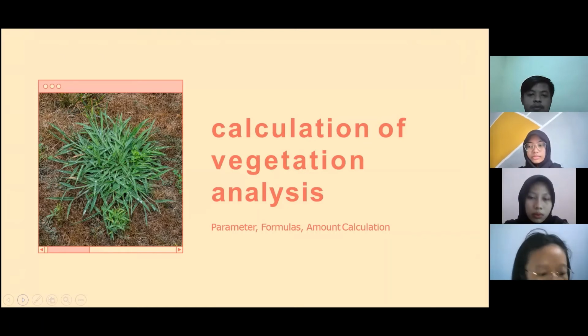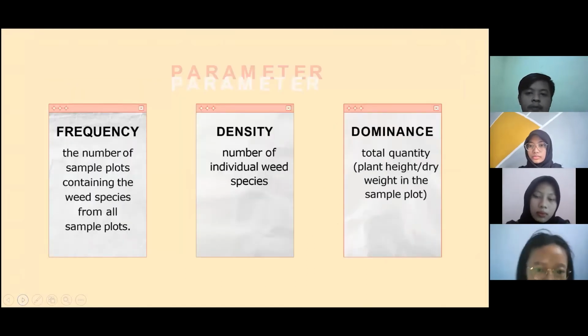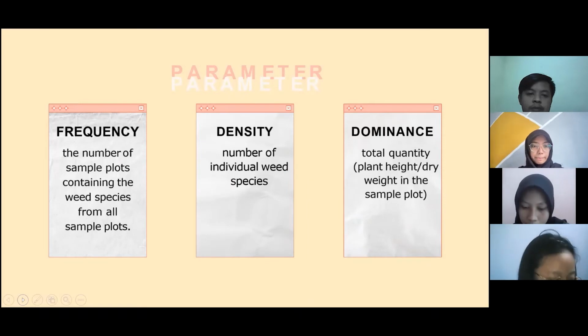Here is the calculation of vegetation analysis. We have parameters, formulas, and an example of calculations. For the parameters, we have frequency, which is the number of sample plots containing the weed species from all sample plots. Then we have density, which is the number of individuals of a weed species. And then we have dominance, which is the total quantity of plant hay or dry weight in a single plot.